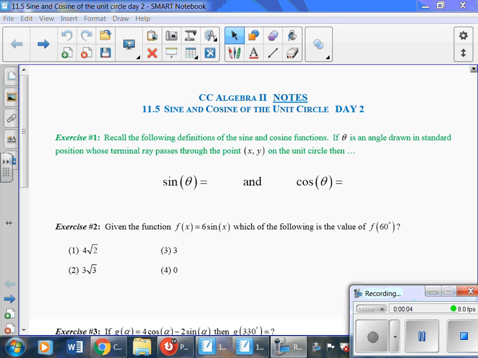Common Core Algebra II notes. Today's lesson 11.5, sine and cosine of the unit circle, day 2.